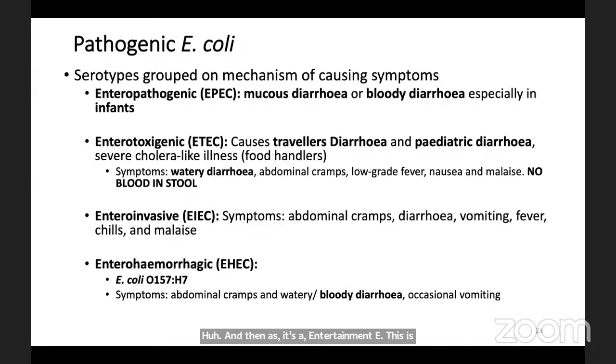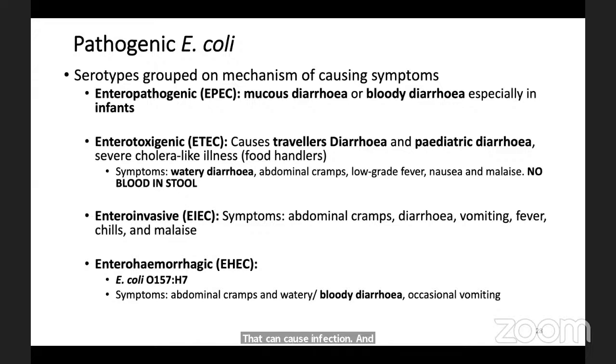And then it has no blood in the stool. There is no blood in the stool, but the stool is watery. Then we have the enteroinvasive E. coli. There's also cramps, vomiting, chills. And then we have the enterohemorrhagic E. coli. So that one is also bloody stool. So these are E. coli strains that can cause infection.